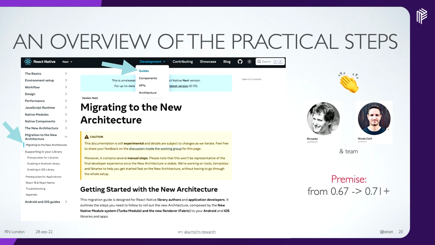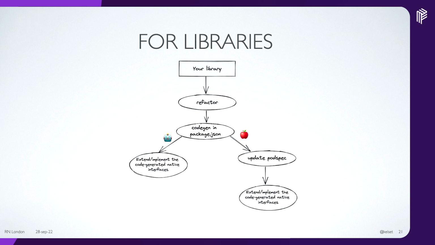And the second thing is a small premise. What I'm going to show you for the next few slides is just in the hypothetical worst case scenario, meaning you're on 67, so the last version before anything new architecture has been released, and you want to update to the very, very latest, so 71, the version that Nicola has been mentioning that will be out, fingers crossed, in a couple of months maximum. So now that we have set this up, let's go through what it takes for a library to migrate.